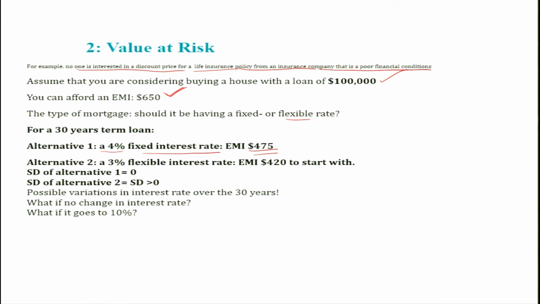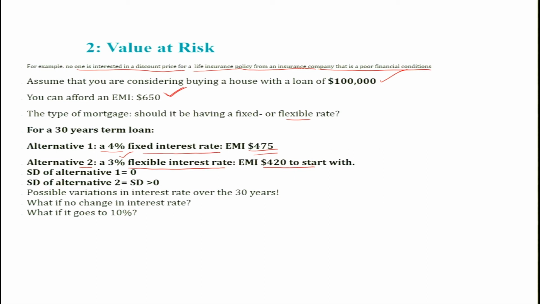Alternative 2 is a 3% flexible interest rate. The starting interest rate is 3%, but the concern is that this rate is flexible, meaning it may go up or down. When the market interest rate increases, this rate will increase to 4%, 5%, 6% and so on. If the market rate stays the same, with no change, then the EMI is going to be 420 to start with.